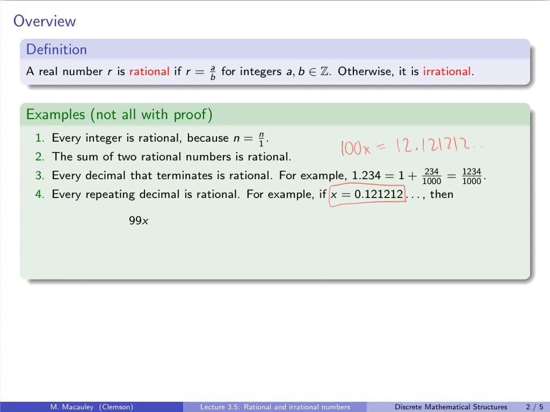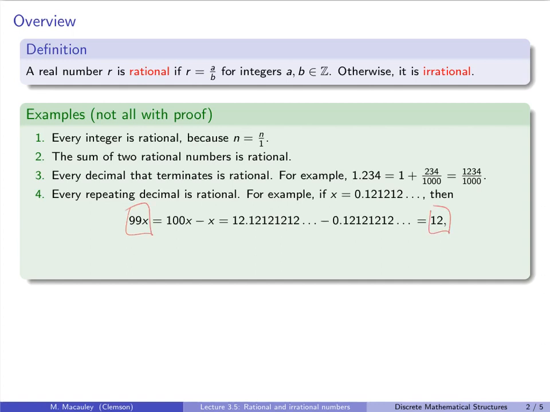So why is that useful? Well, if we take 100x and we subtract off x, then we actually get an integer, 12. So 99x equals 100x minus x, which is 12.121212, etc., minus 0.121212, which is just equal to 12. Okay, so what good does that do? Well, it actually gives us an equation: 99x equals 12. So x equals 12 divided by 99. And in general, when we have a repeating 0 point something that repeats, this ends up being that something over some number of nines. And you can modify this technique to show that.